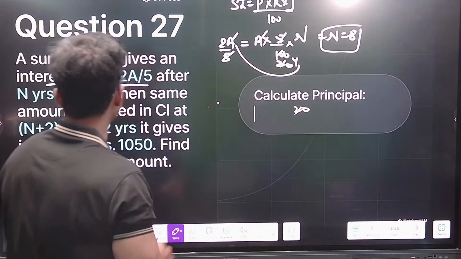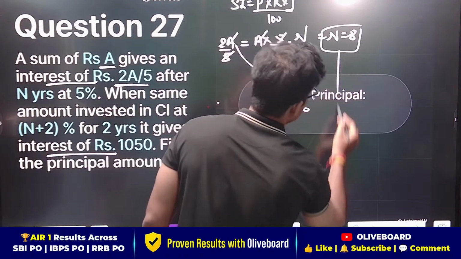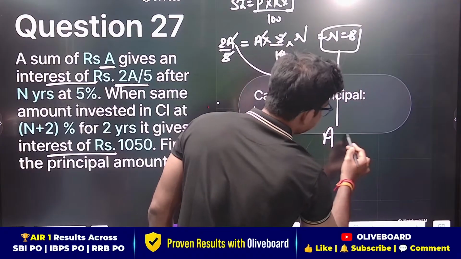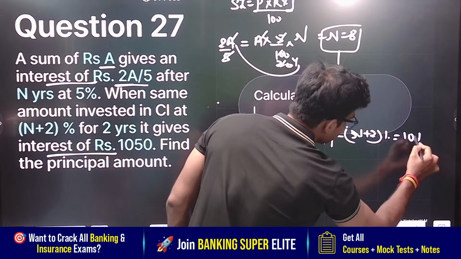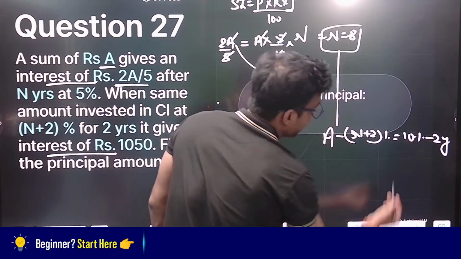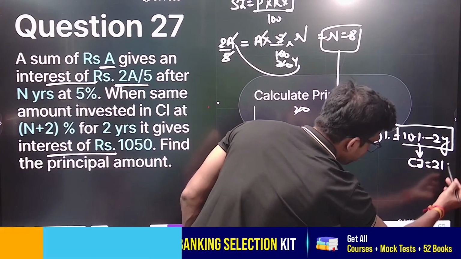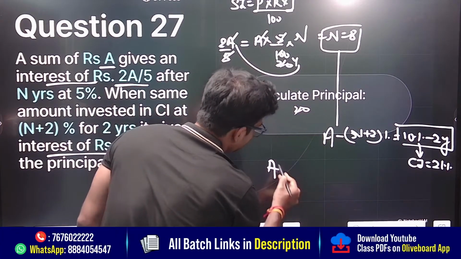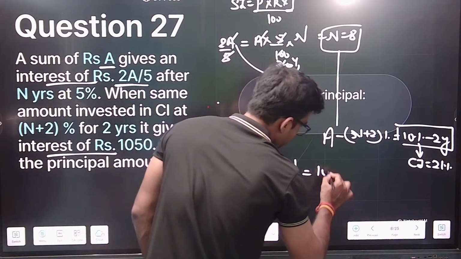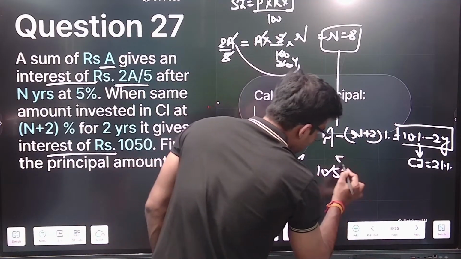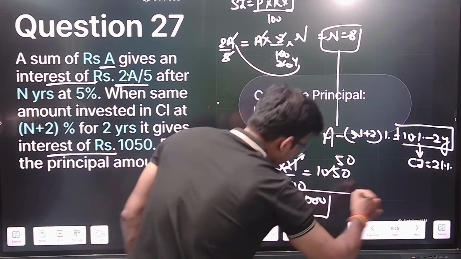If the value of N is 8, they are saying that the same amount, we don't know, let's say A, is invested at CI at N plus 2%. That is 10% for 2 years, correct? And 10% for 2 years gives you compound interest which is 21%, am I right? So 21% of the amount will give you the interest of 1050. This cancels out 50 times, so the value of A is basically 5000. Is this clear now?